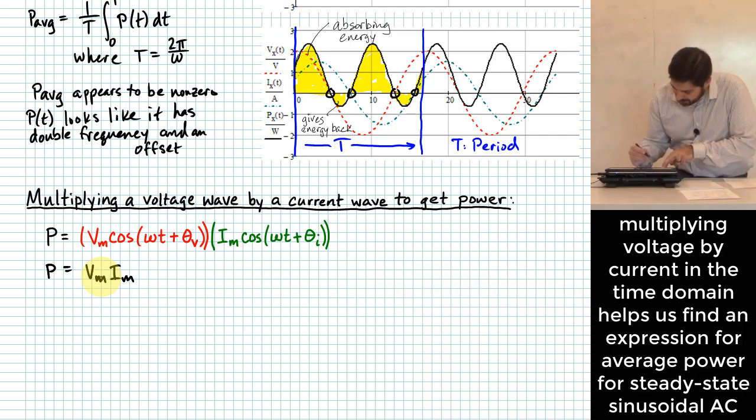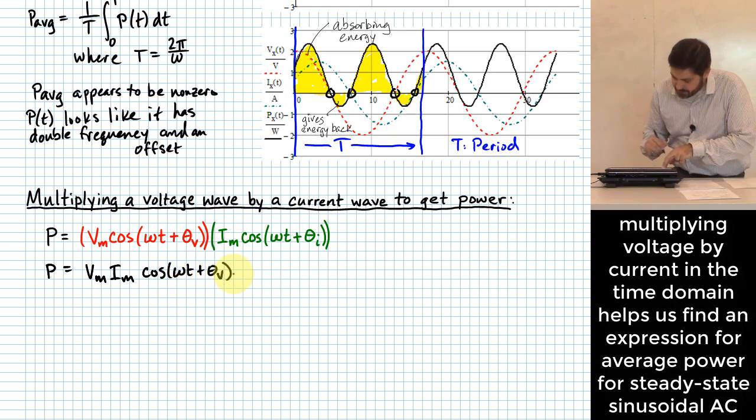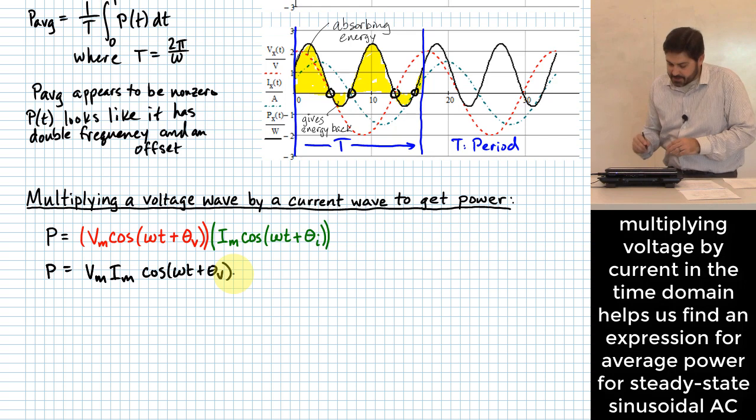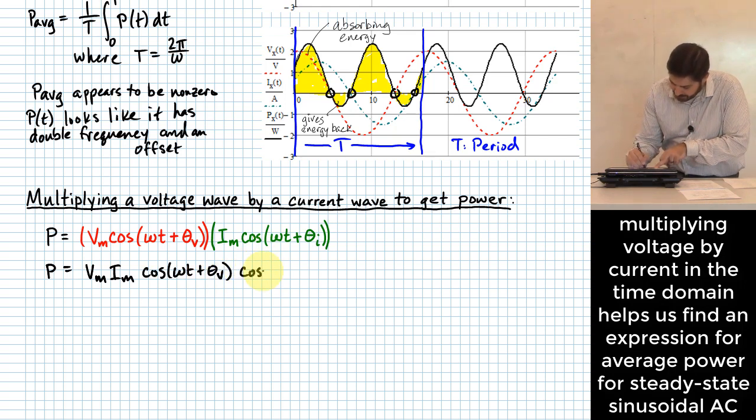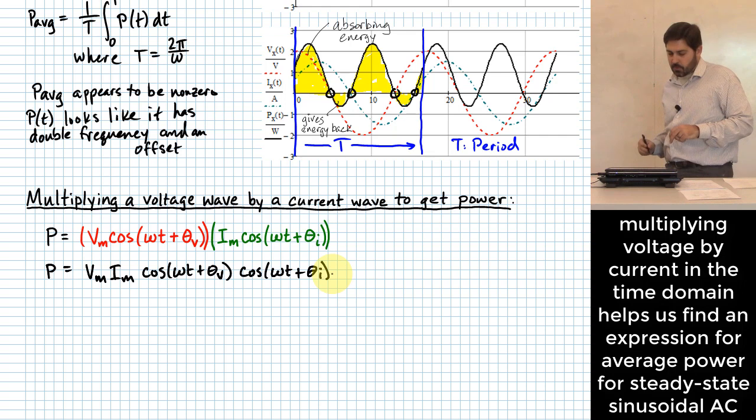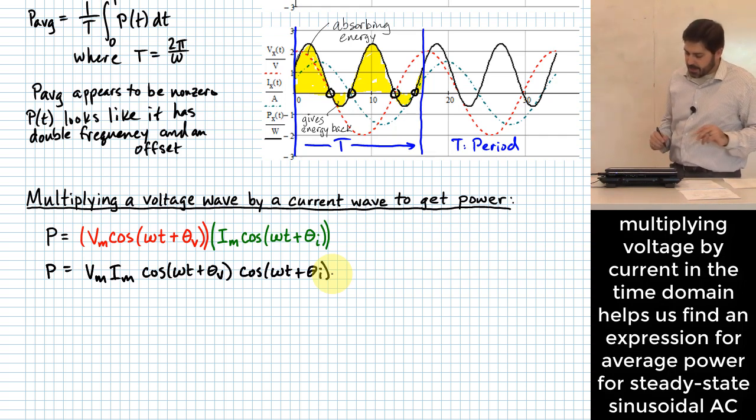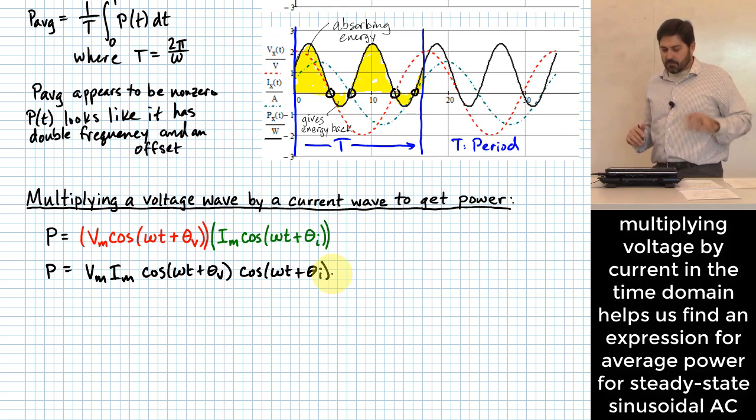Anyway, that gets multiplied by the cosine of omega t plus theta v, where theta v is the phase angle for the voltage, multiplied by the cosine of omega t plus theta I, where theta I is the phase angle for the current. Right? So all I did there was collect together Vm and Im, and now I've got the cosine of one angle multiplied by the cosine of another angle right next to it.